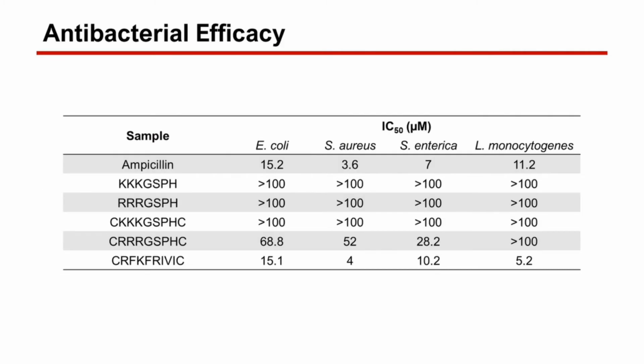The antibacterial activity of these peptides was studied against a series of both gram-negative and gram-positive bacteria, and it was found that only 2 of these peptides had any significant antibacterial activity with a 50% inhibitory concentration or IC50 below 100 micromolars. And out of these peptides, the one highlighted here showed a comparable antibacterial activity to that of a commercial antibiotic, ampicillin.